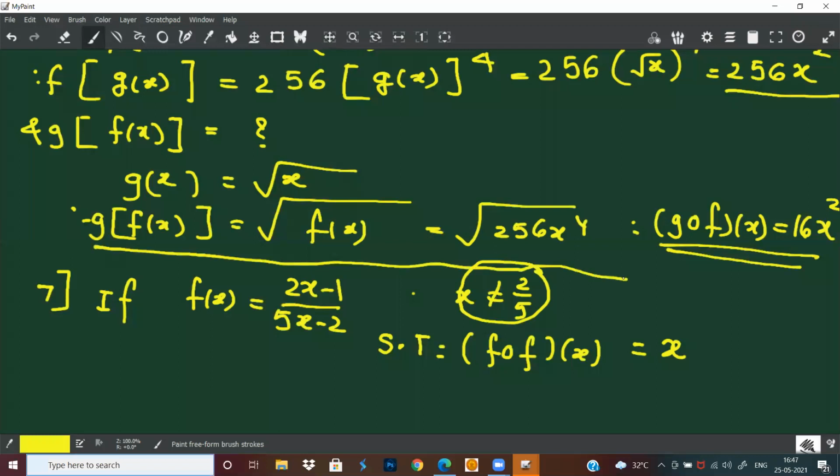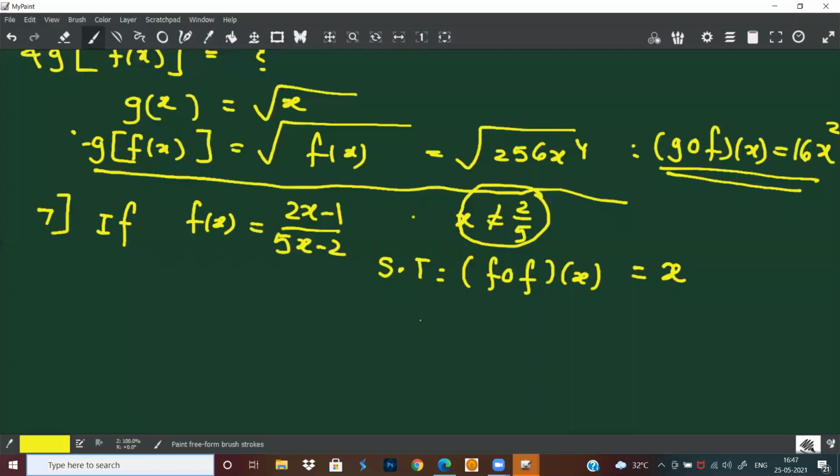Yes, absolutely correct. Because it means at x is equal to 2 by 5, my denominator would take the value 0 and my function will not exist. It will not be defined. So the domain of my function is all real values of x except 2 by 5. That is why it is given. Because many students do not know, because we are not using it. We should know why it is given.